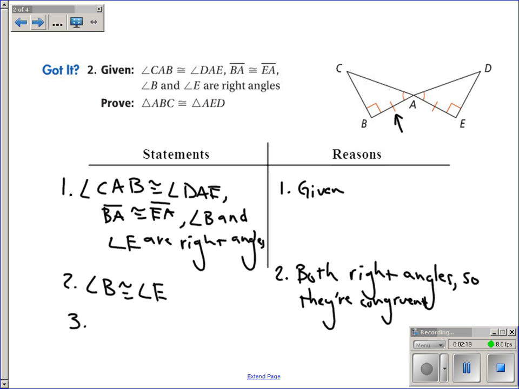So number 3, I would next say that triangle ABC is congruent to triangle AED, and the reason is angle side angle postulate.